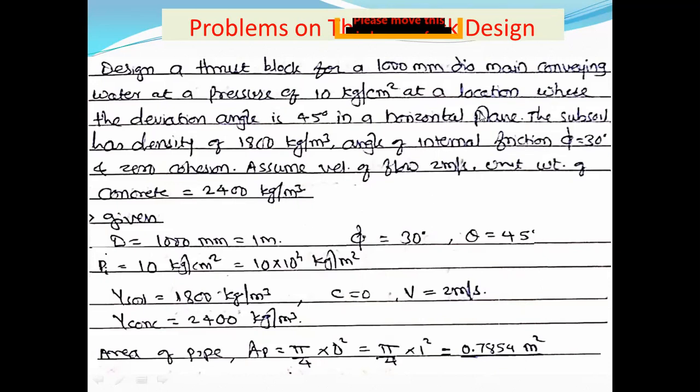Then internal pressure, that is Pi, pressure of water inside the pipe. Pi is equal to 10 kg per centimeter square. Convert that kg per centimeter square to kg per meter square, because everywhere we are using the SI units. So we have to convert that centimeter square to meter square. How to convert that? By multiplying 10 by 10 to the power 4.